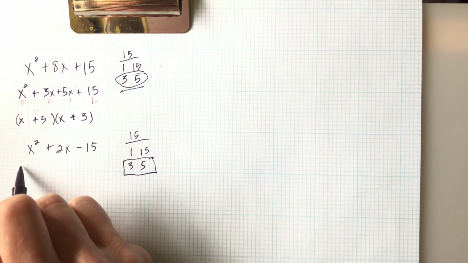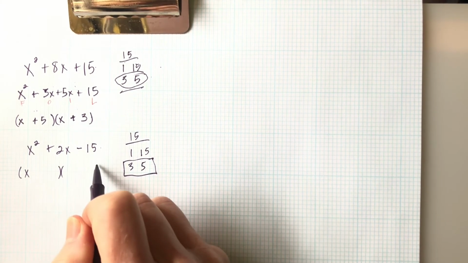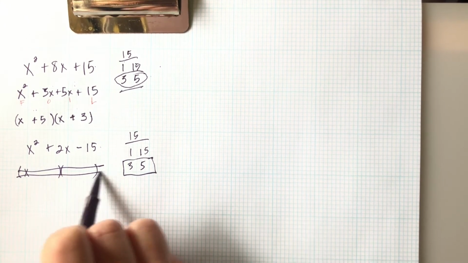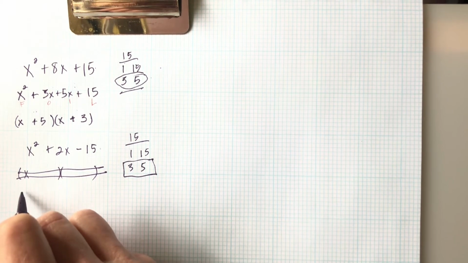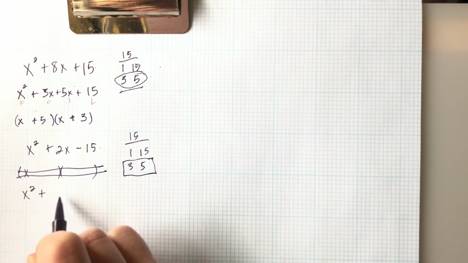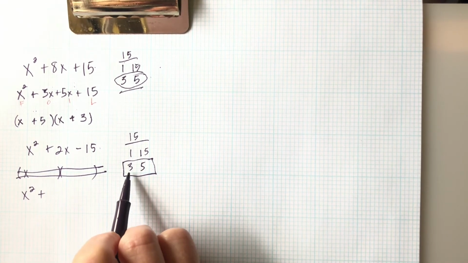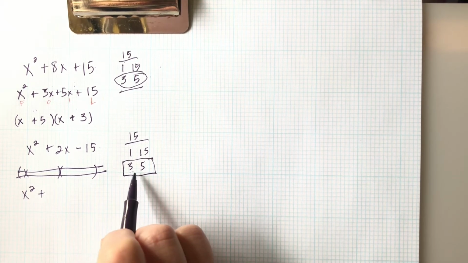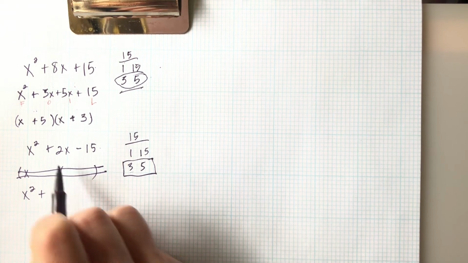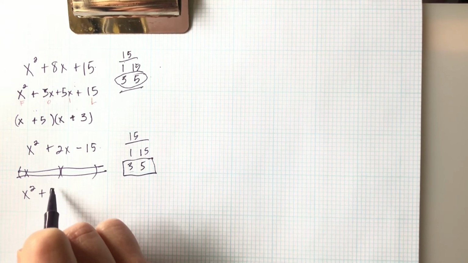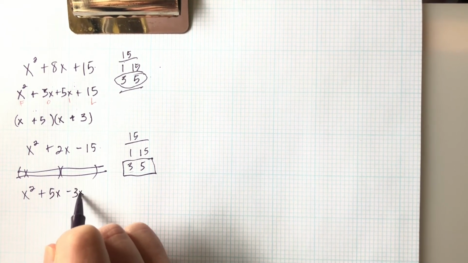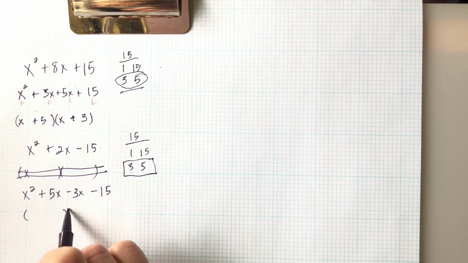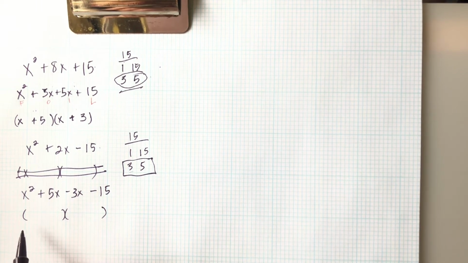So we'll break this up again into something using the 3 and the 5. Now in this case, we've got a difference. It's going to be 5 minus 3 to give us the 2. So it's going to be positive 5x minus 3x, and then minus 15. Now here we are going to, of course, pay attention to the plus and minus signs.